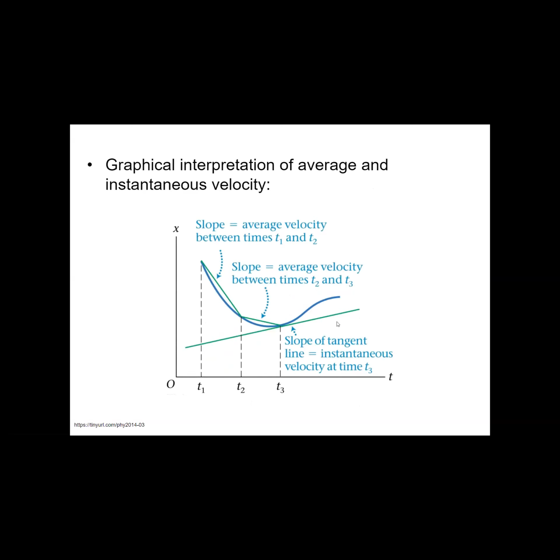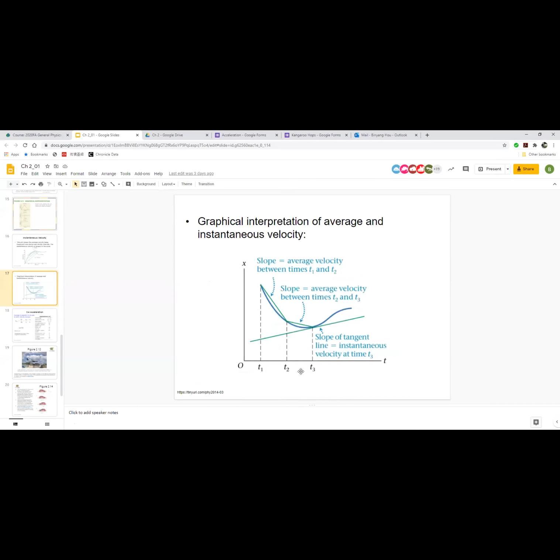So another example over here, okay? If you are looking between position 1 and 2, then the slope of this green line will give you the average velocity, okay? And then between 2 and 3, the slope of this green line will give you the average velocity between 2 and 3. Now, if you take a tangential line of this curve at this point 3 here, then the slope of the tangent will give you the instantaneous velocity at that particular time instant, okay? All right, any questions you guys might have on this one?